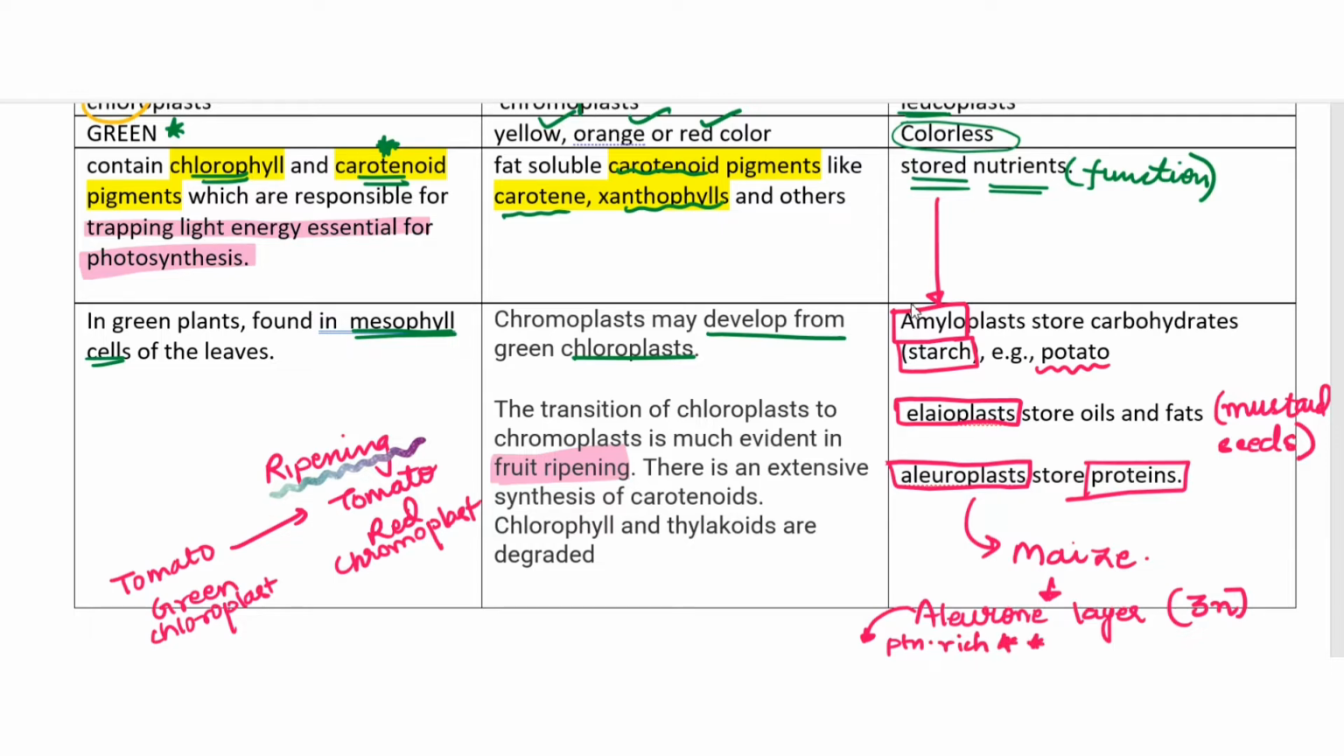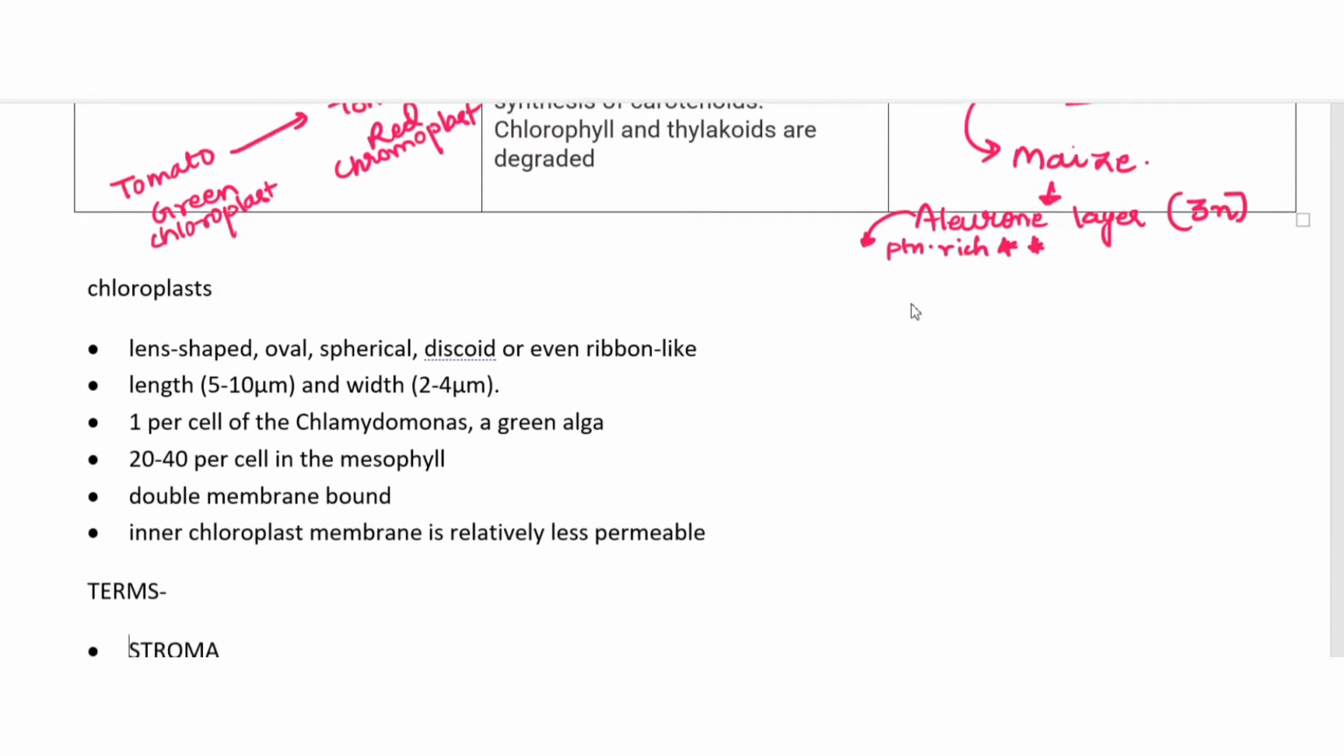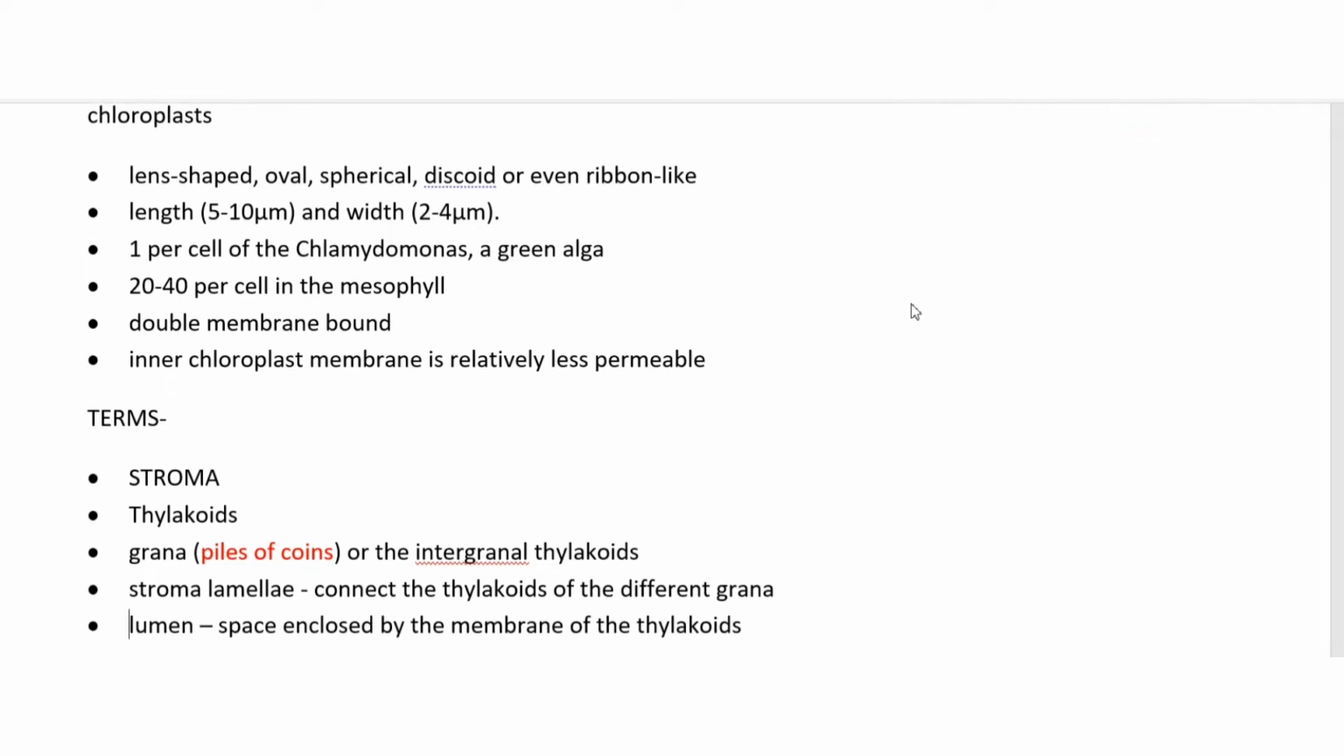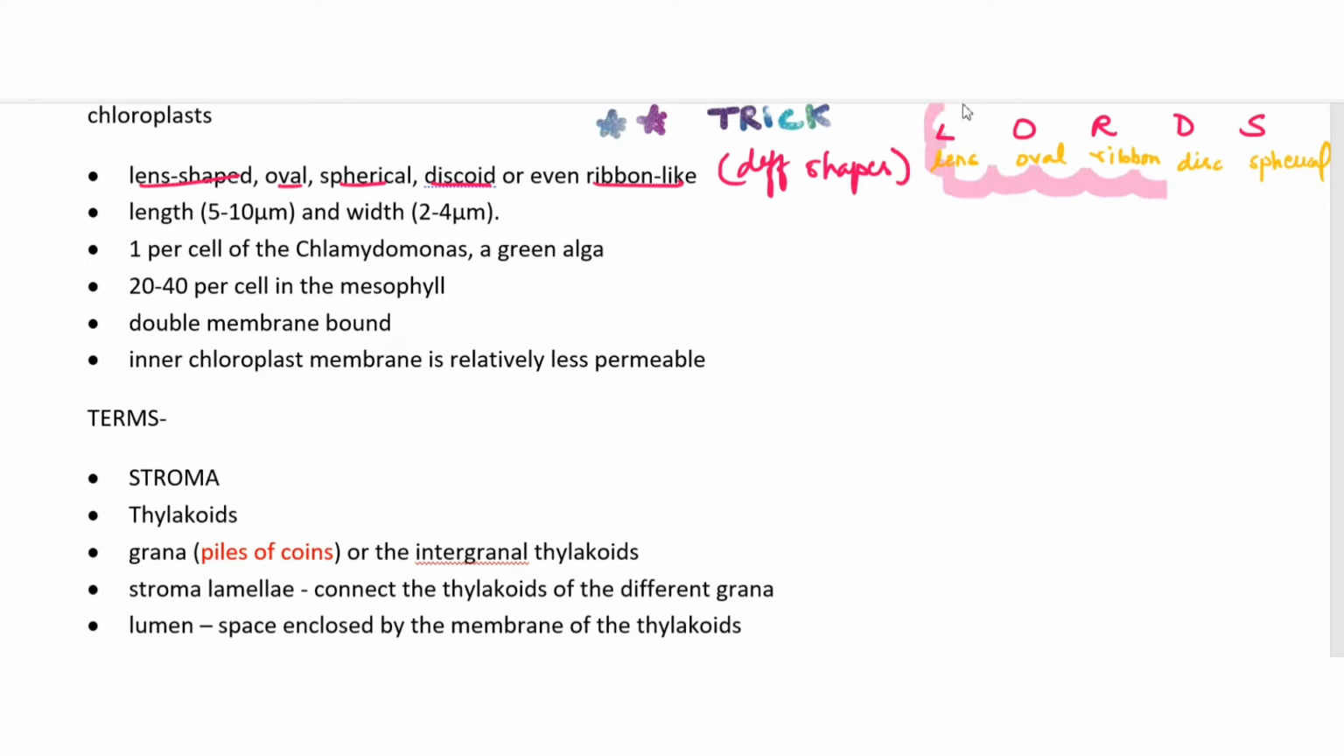Okay, let's talk about chloroplast more in detail. It can be lens shaped, oval, spherical, discoid, ribbon shaped. So different shapes are present, and it is big, I told you, so it's easily observable in the microscope. It has a length of 5 to 10 micrometer and a width of 2 to 4 micrometer. These shapes you can remember by the super trick, which is LORDS, LORDS. L for lens, O for oval, R for ribbon, D for disc, and S for spherical. So with this you can remember the shapes of chloroplast.